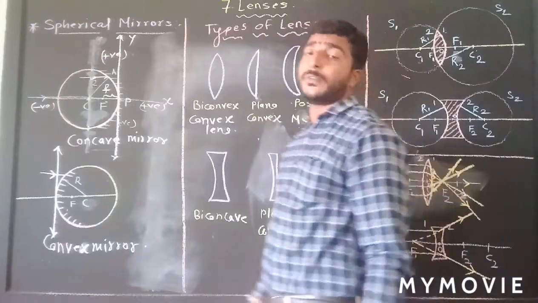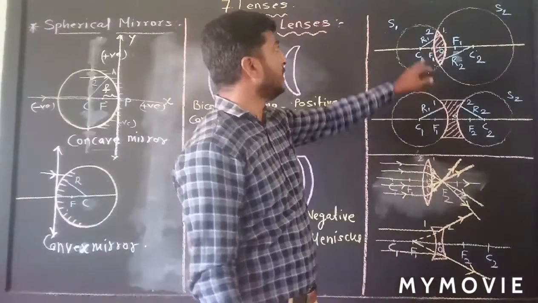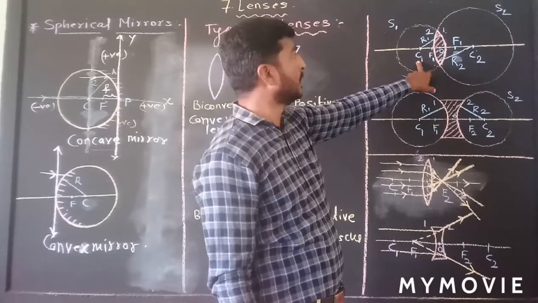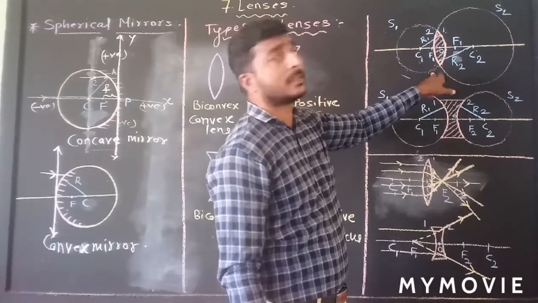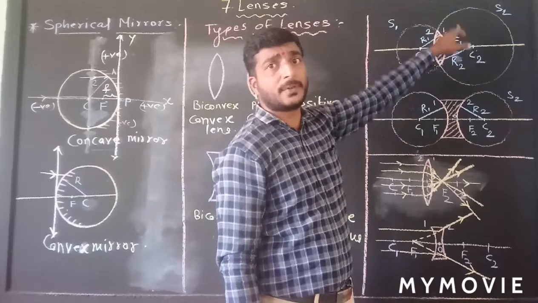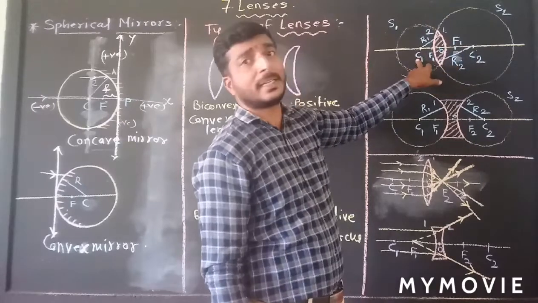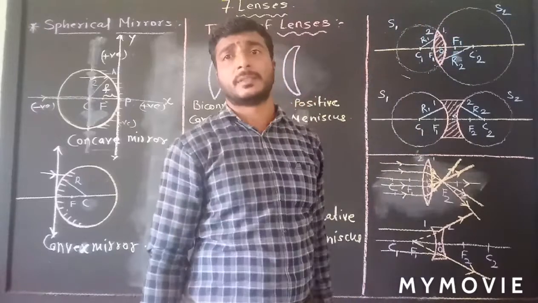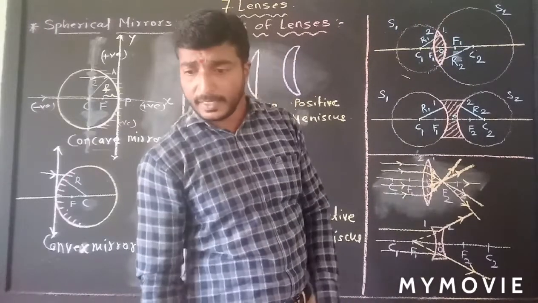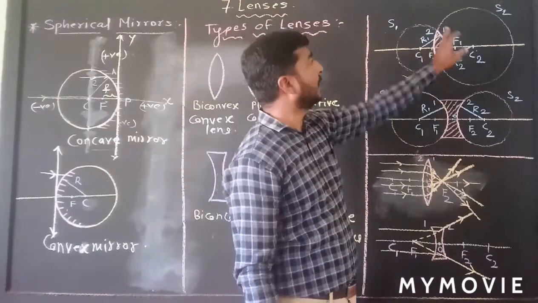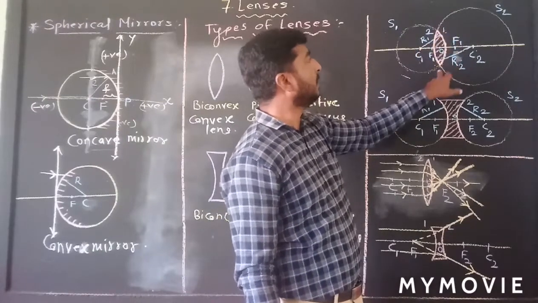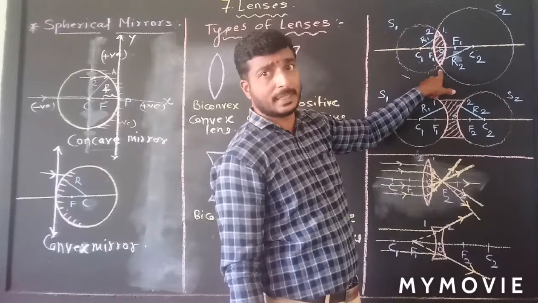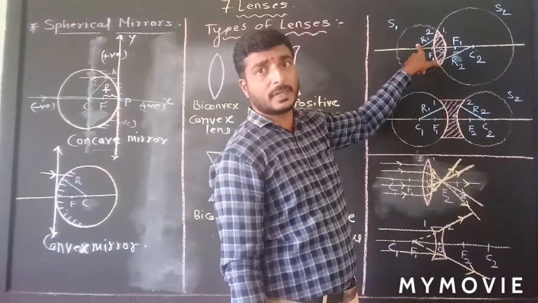Now, the center of curvature of a lens. What is the center of curvature of a lens? It is the center of the sphere of which the surface of the lens is a part. So that is called the center of curvature. Then the radius of the lens, that is the radius of curvature. Radius R1 is the radius of the sphere of which the surface of this lens is a part. So this is the radius of curvature.